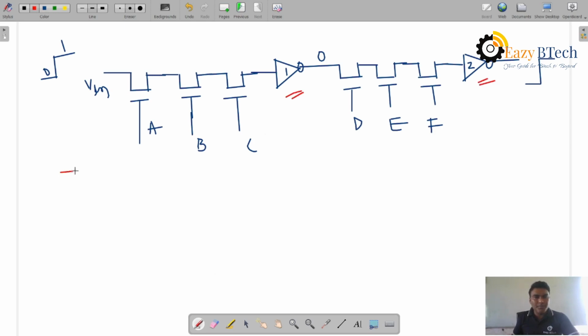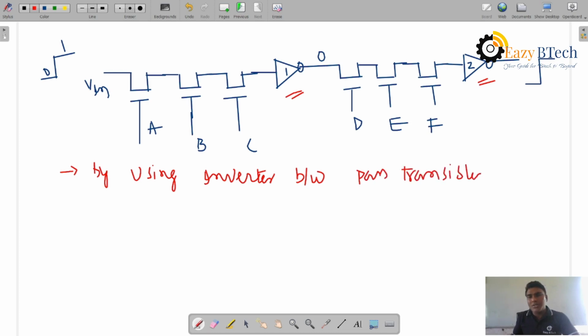So by using inverters between pass transistors, we restore the logic. You see the basic inverter, right? It is an AND logic and a NOT logic. So AND and NOT is the basic gate.